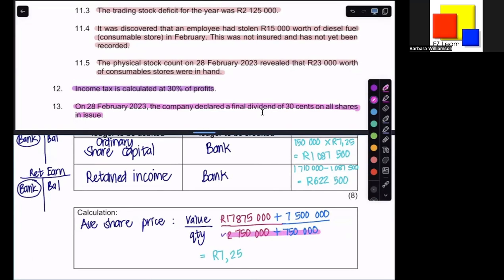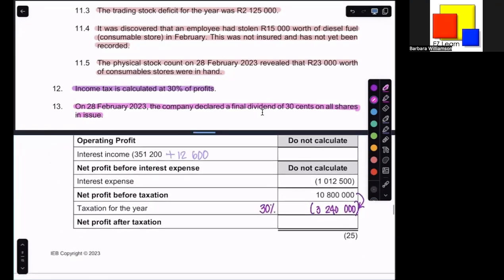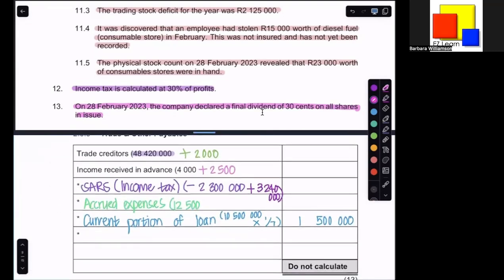I don't have to show dividends anywhere other than in trade and other payables as shareholders for dividends, because please note the dividends do not go on the statement of income. They're just like drawings. And so instead they would go into the retained earnings note, which you don't have to show. So instead, we're going to have shareholders for dividends in our payables note.